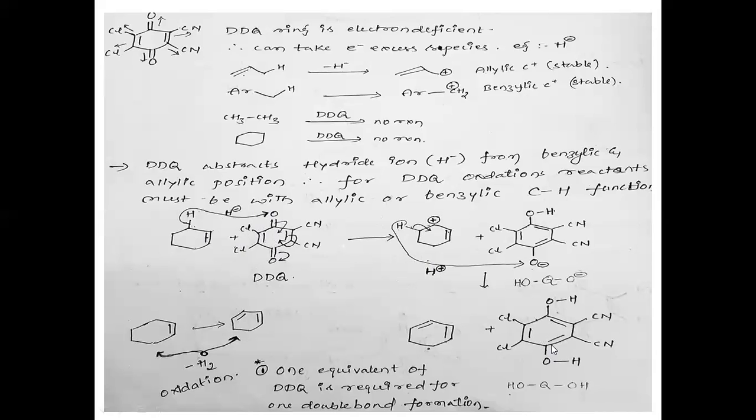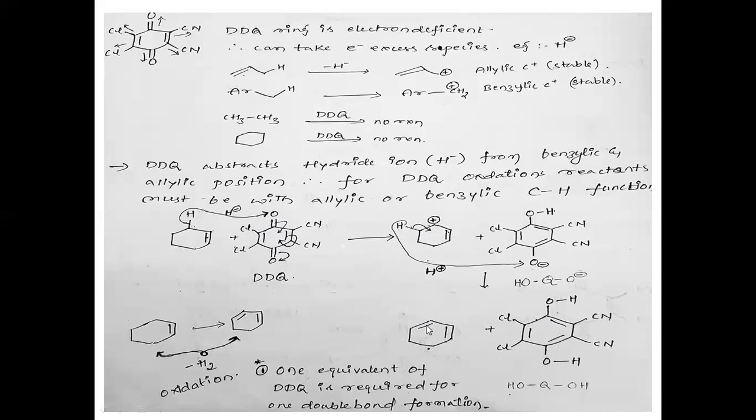Now here in this case you can see both oxygens are in the phenolic state. Whatever molecule you have got in this case, you can say this is an oxidation type of reaction, because you have removed two hydrogens, one hydrogen from this position and another hydrogen from this position, and you got a double bond. So this is oxidation.